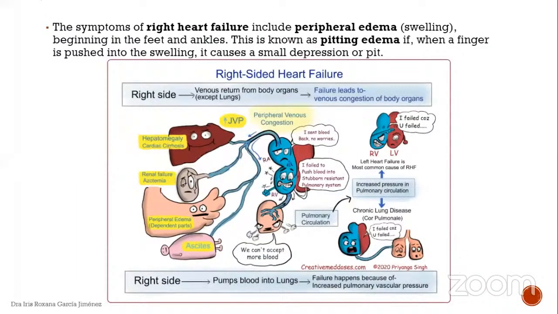Then we have the right-sided heart failure, when the main complaint could be the peripheral edema, the swelling. The swelling is one of the most common situations that is described at this point.